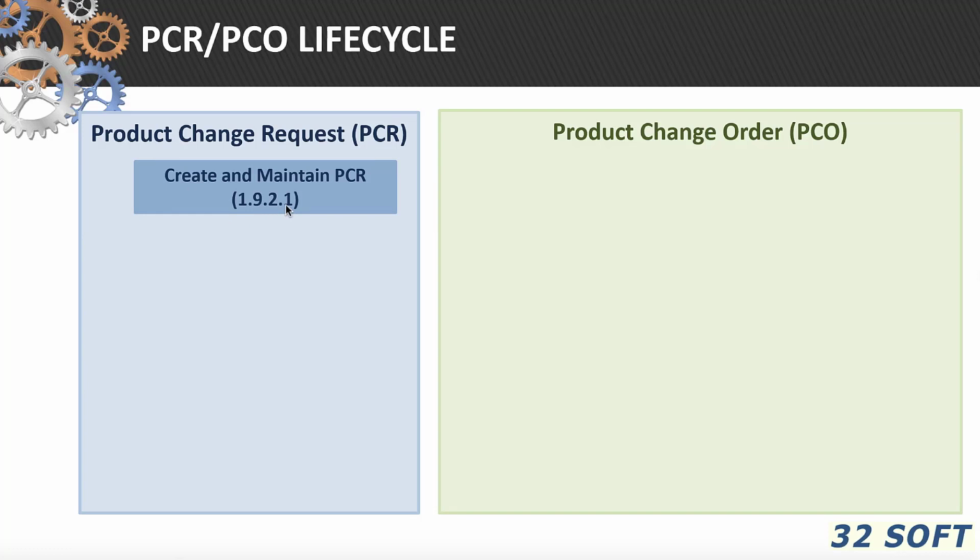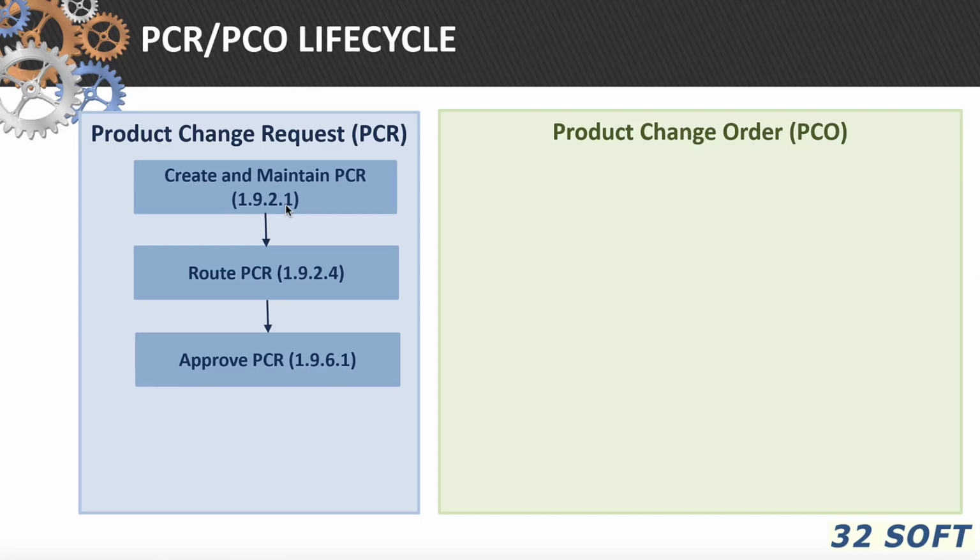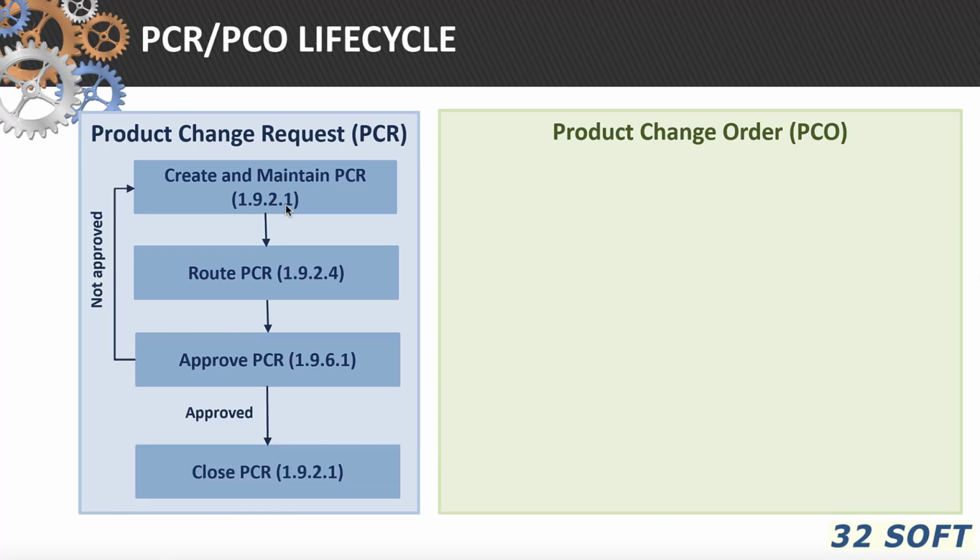After a change request is created, it is routed for approval. Once it is approved, it is typically closed or converted into a change order. Unapproved PCRs are returned back with comments. As I already mentioned, whether a change request is approved or not, it has no effect on the product definition unless it is converted into a change order.